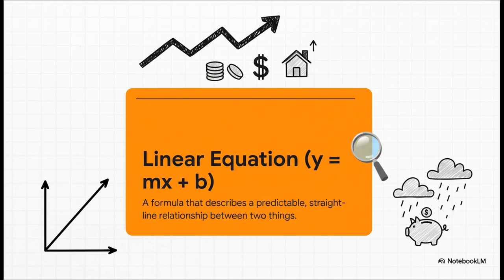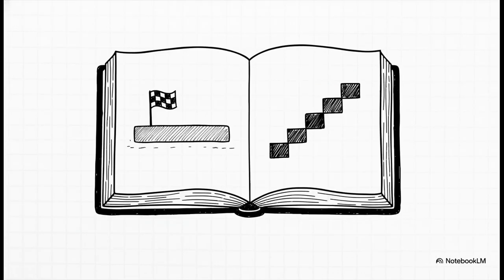Now, I know, it might look a little scary if it's been a while since you've seen it, but don't let the letters fool you. All this formula does is describe a really simple, predictable, straight-line relationship. It just means that when one thing changes, another thing changes in a perfectly predictable way. Honestly, the best way to think about this is like a recipe. You don't need to be a master chef to bake a cake, you just need to know the main ingredients. For this equation, you can ignore everything else and just focus on two key ingredients, M and B. They tell you the whole story.